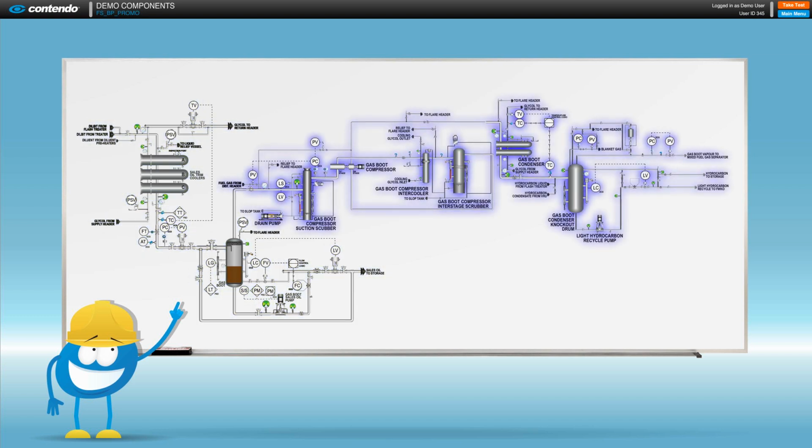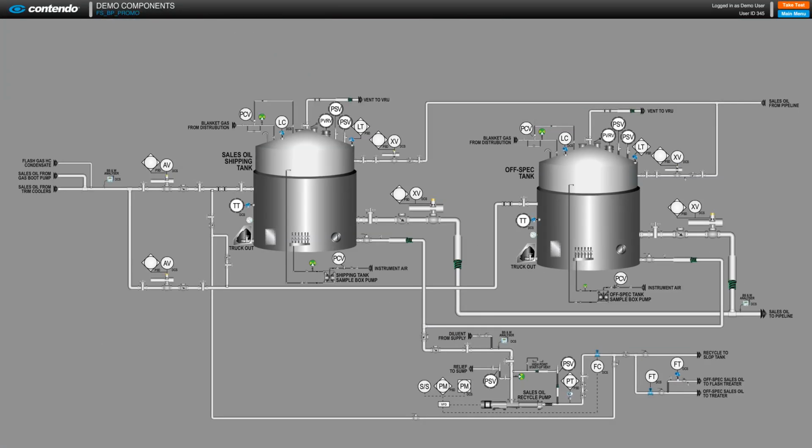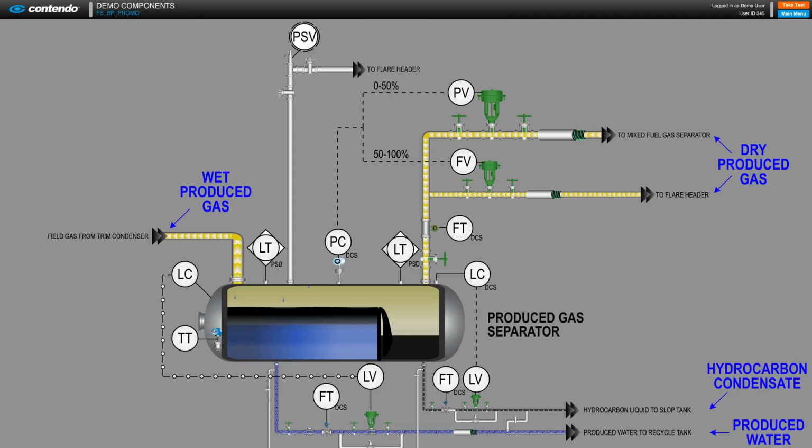The separated hydrocarbon vapors are processed through the gas handling section of the stabilization system to produce fuel gas and hydrocarbon condensate. The sales oil is then stored until it can be transferred to the sales pipeline. We also follow the separation and recovery of produced gas from the produced gas separator, as it is processed for use as fuel gas in steam generation.